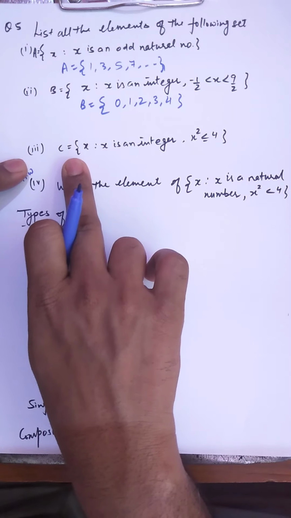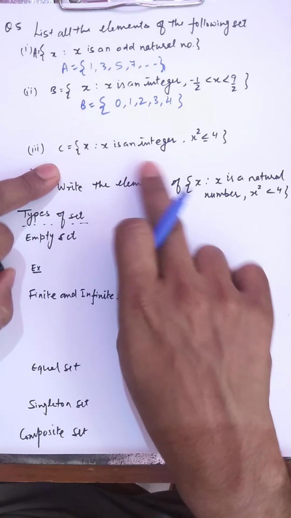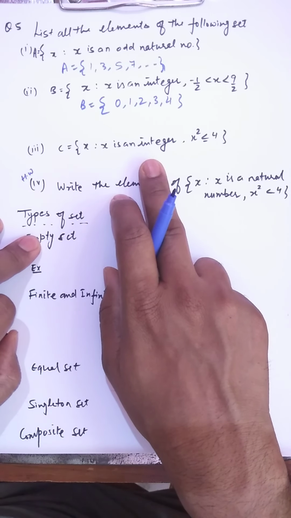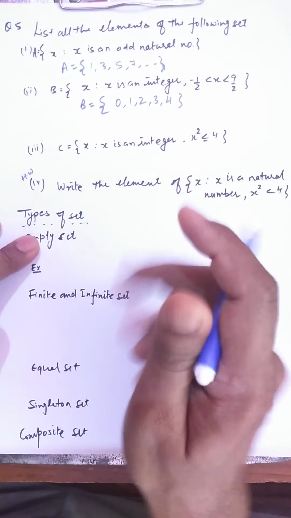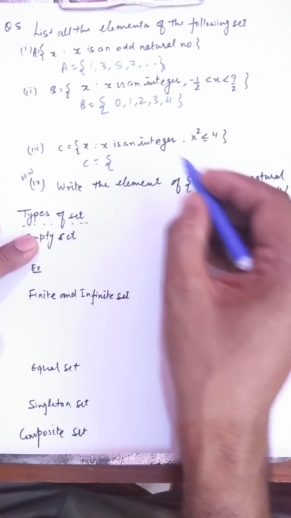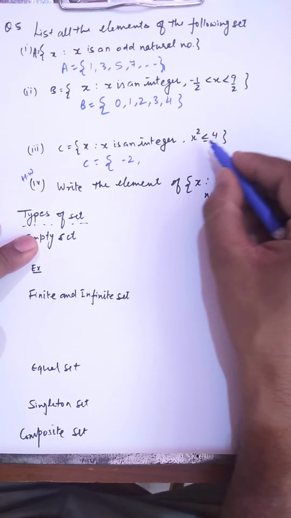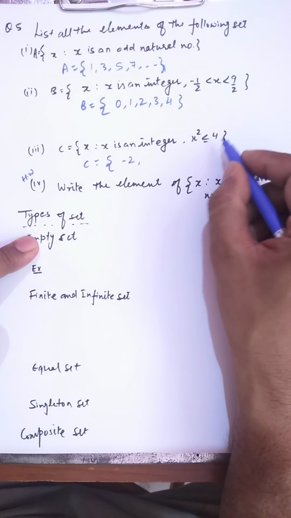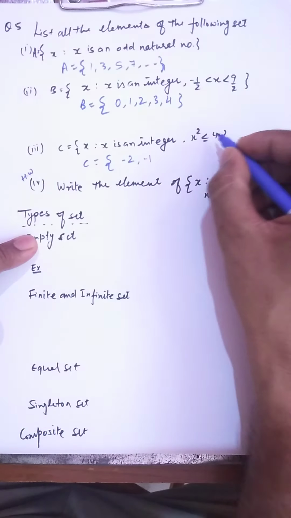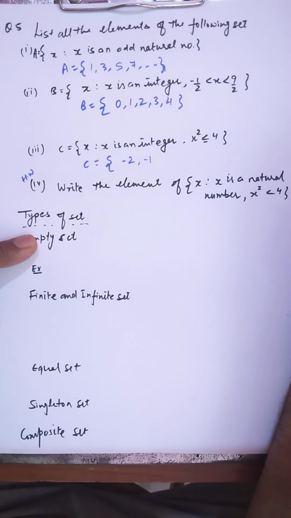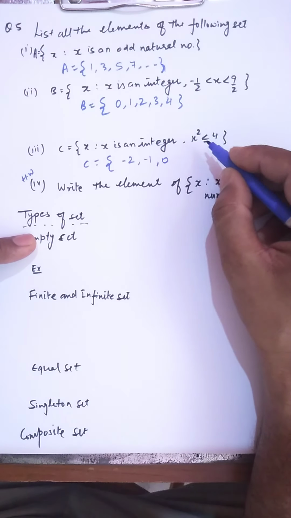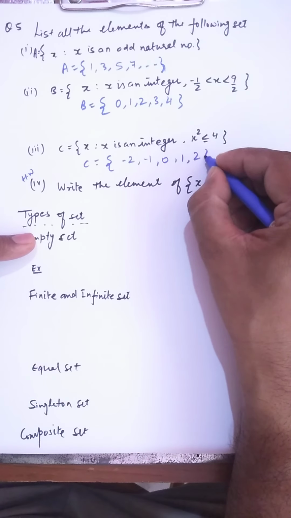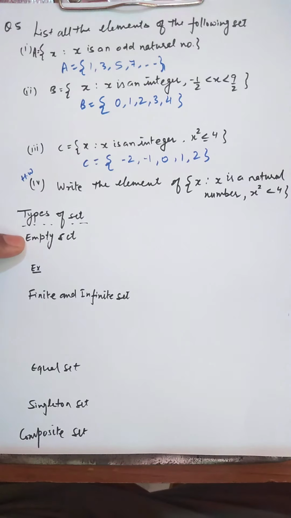Okay, so now come to part C. C, x is an integer and x square less than 4. So you have to think of all the integers which satisfy this condition. So C can have -2, because -2 square becomes 4, which is not less than 4. If you take -1, then -1 square means 1, which is less than 4, true. If you take 0, then it is again true, because 0 square is less than 4. If you take 1, again true, then 2. So there are 5 elements in this set.